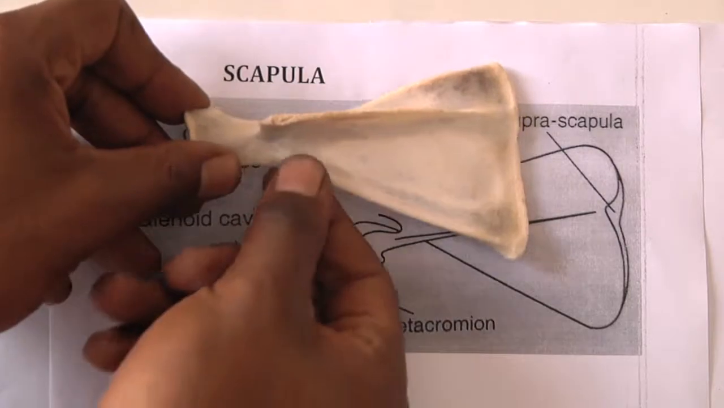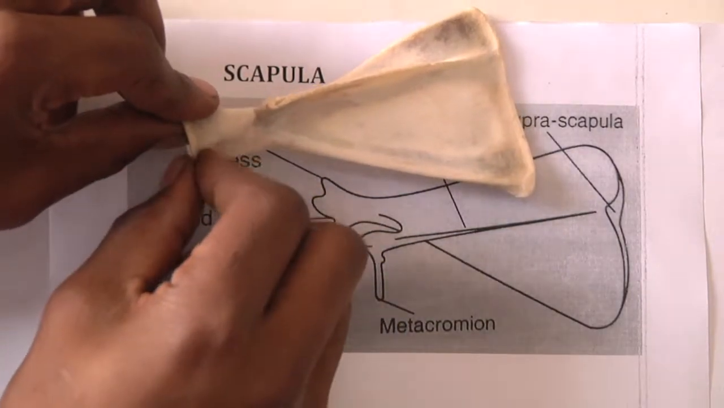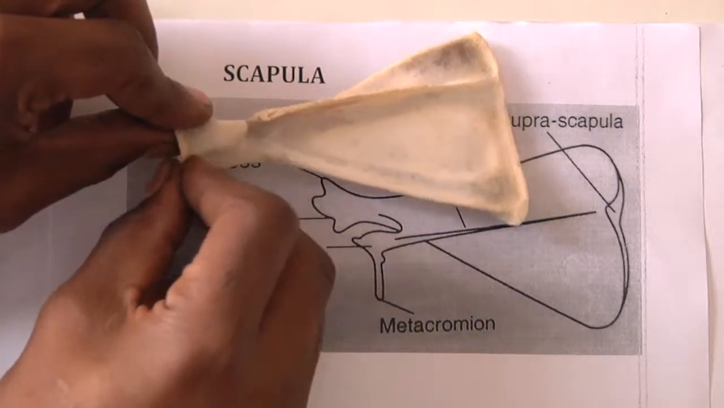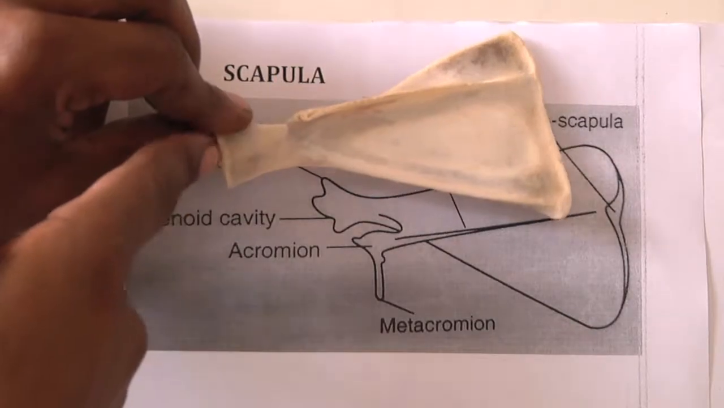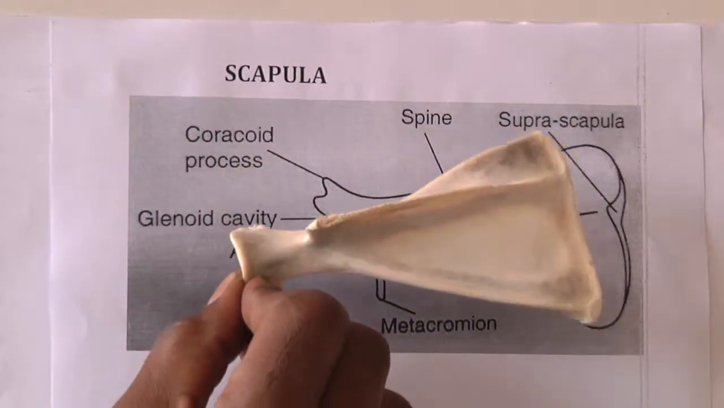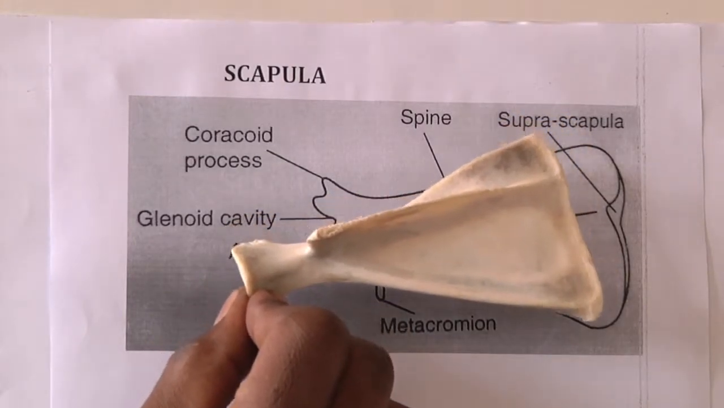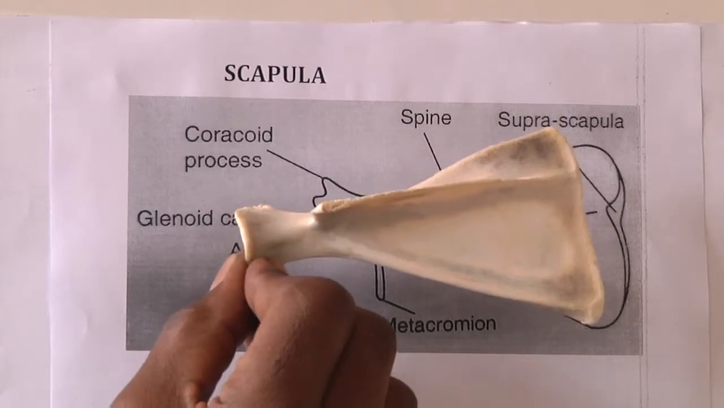Then towards the bottom part, there is a part that is called the metacromion. Then this part that is protruding towards this end here is what we call the acromion. So these are the parts of the scapula that are going to be forming portion of the pectoral girdle.